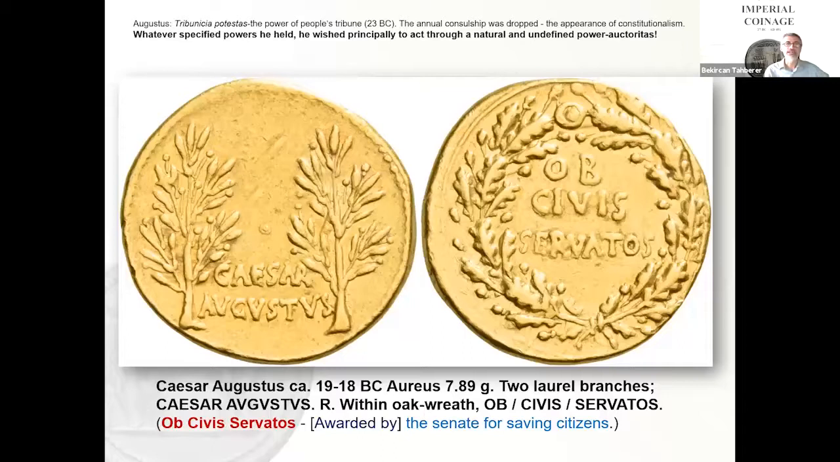So the title is Tribunicia Potestas. So he is the advocate of the people. And he's not the advocate of the powerful, rich senators. He's not the advocate of the nobility, but he is the advocate of the regular people. And we all know how true that is.